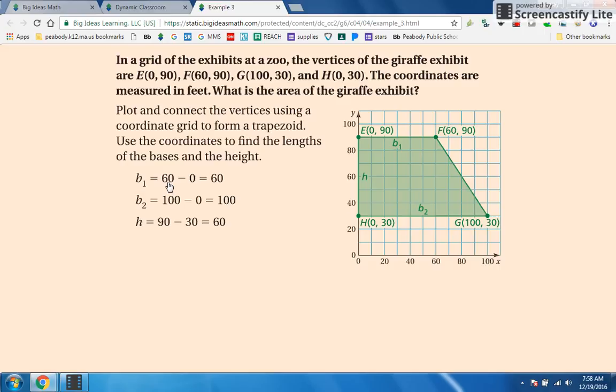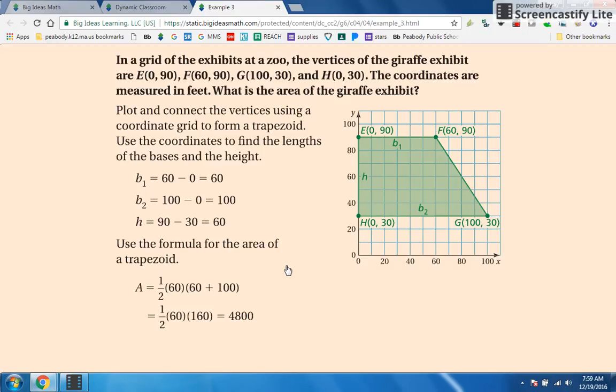And they're showing that again here. They're showing that they subtracted the x coordinates to get the bases, and they're subtracting the y coordinates to get the height. And now we're using that formula, base plus base times height divided by 2. They plugged in the bases and the height. You cut it in half when you're done. So the answer is 4,800.